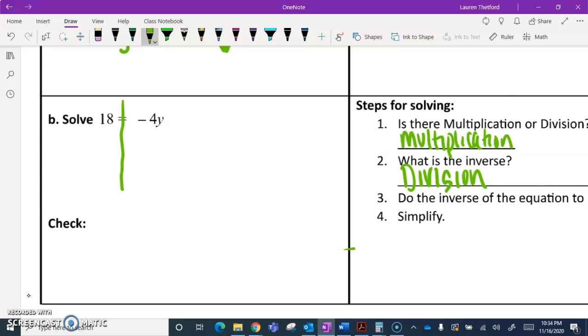So draw our line. Whatever I do to one side of that line, I have to do to the other. So I'm multiplying by -4, so now I'm going to divide by -4 on both sides. Remember, fractions mean division. So these negatives cancel, and 4 divided by 4 is 1. 1 times y, we can just keep that as y. 18 divided by -4.